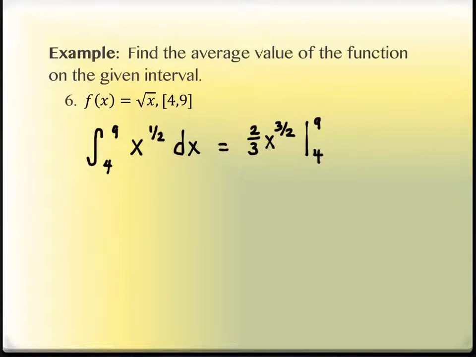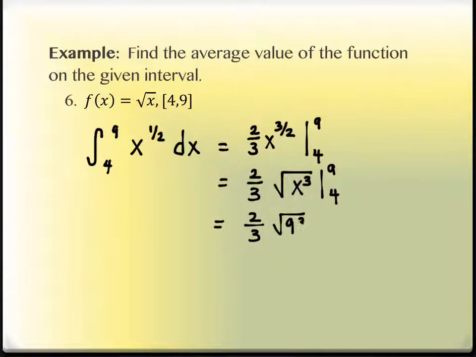And you can use your calculator to do that. You could also go ahead and change this notation to help you out to recognize that this is the square root of x cubed from 9 to 4, which might help you in calculating it if you're doing it by hand, or if it weren't, in fact, a nice whole number that's going to come out of this thing. So we're going to have 2/3 times the square root of 9 cubed minus 2/3 times the square root of 4 cubed.